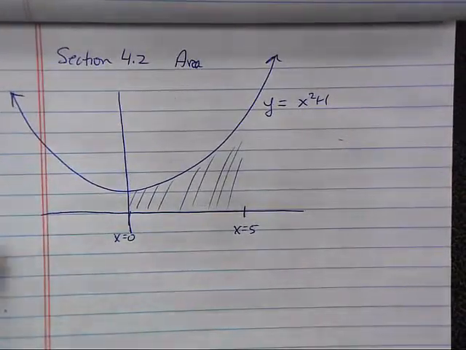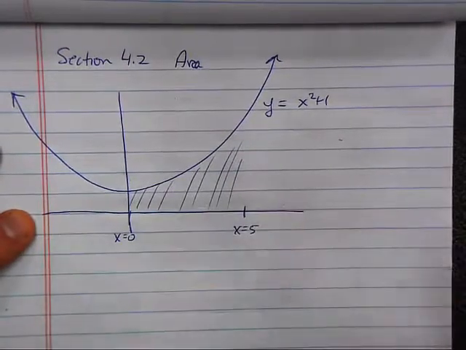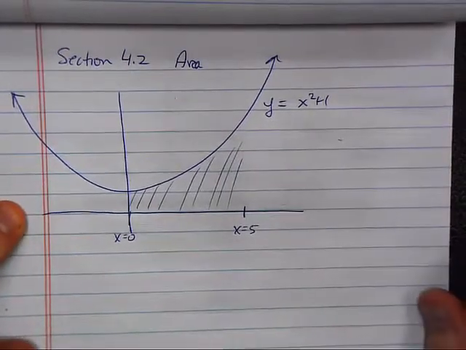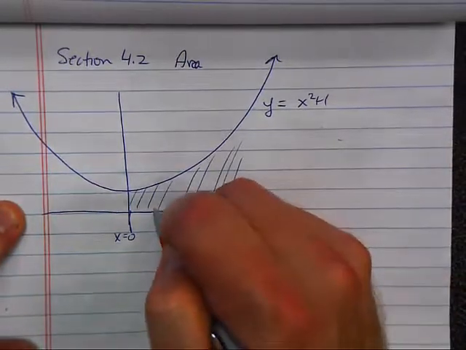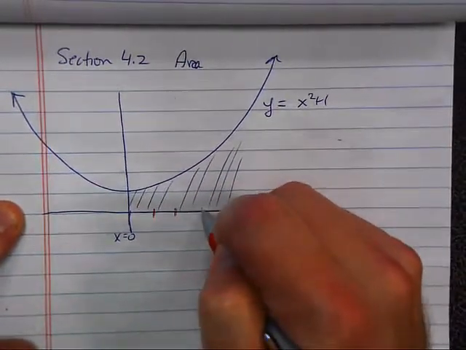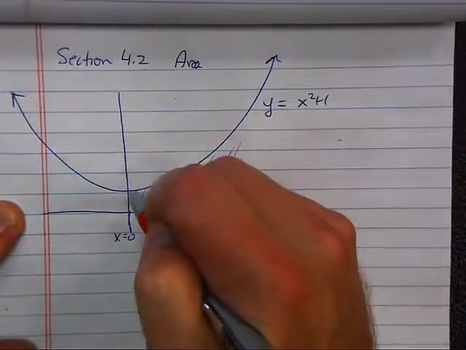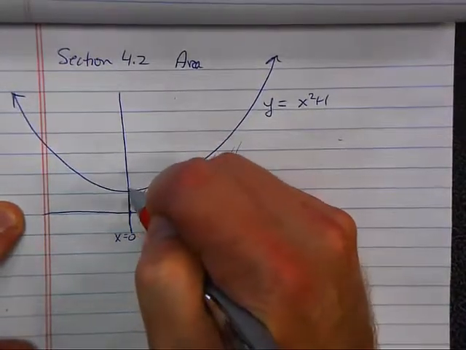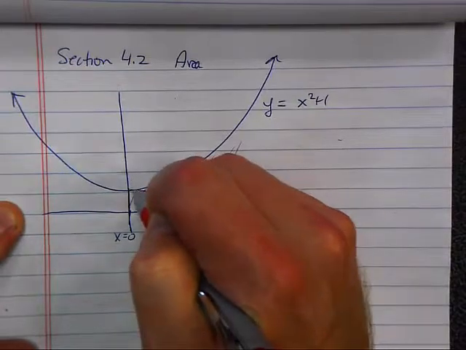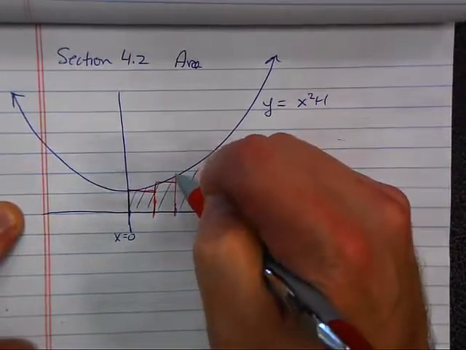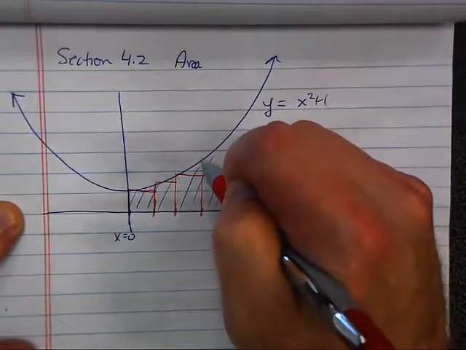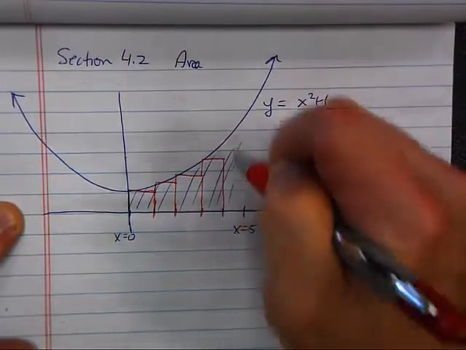And the way we can do it, let's make life a little bit easier on ourselves. Let's build 5 rectangles. Why would making 5 rectangles be a little bit easier? Each one would have a width of 1. 1, 2, 3, 4, 5. So we're going to build 5 rectangles. And when we build our rectangles, on each interval, we're always going to use the left-hand point to find the height. Do you always have to use the left-hand point? No.